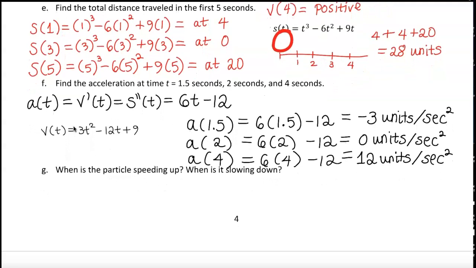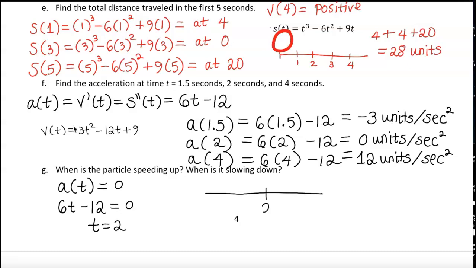All right, when is this particle speeding up? When is it slowing down? Well, in order for me to answer this question, I need to set it up so that we know exactly when the acceleration is 0. Okay, and that 0 is going to be our boundary point. So let me first find when the acceleration is equal to 0 so that I can find the boundary point. 6t minus 12 is equal to 0 when t is equal to 2. So at time 2, acceleration is 0.